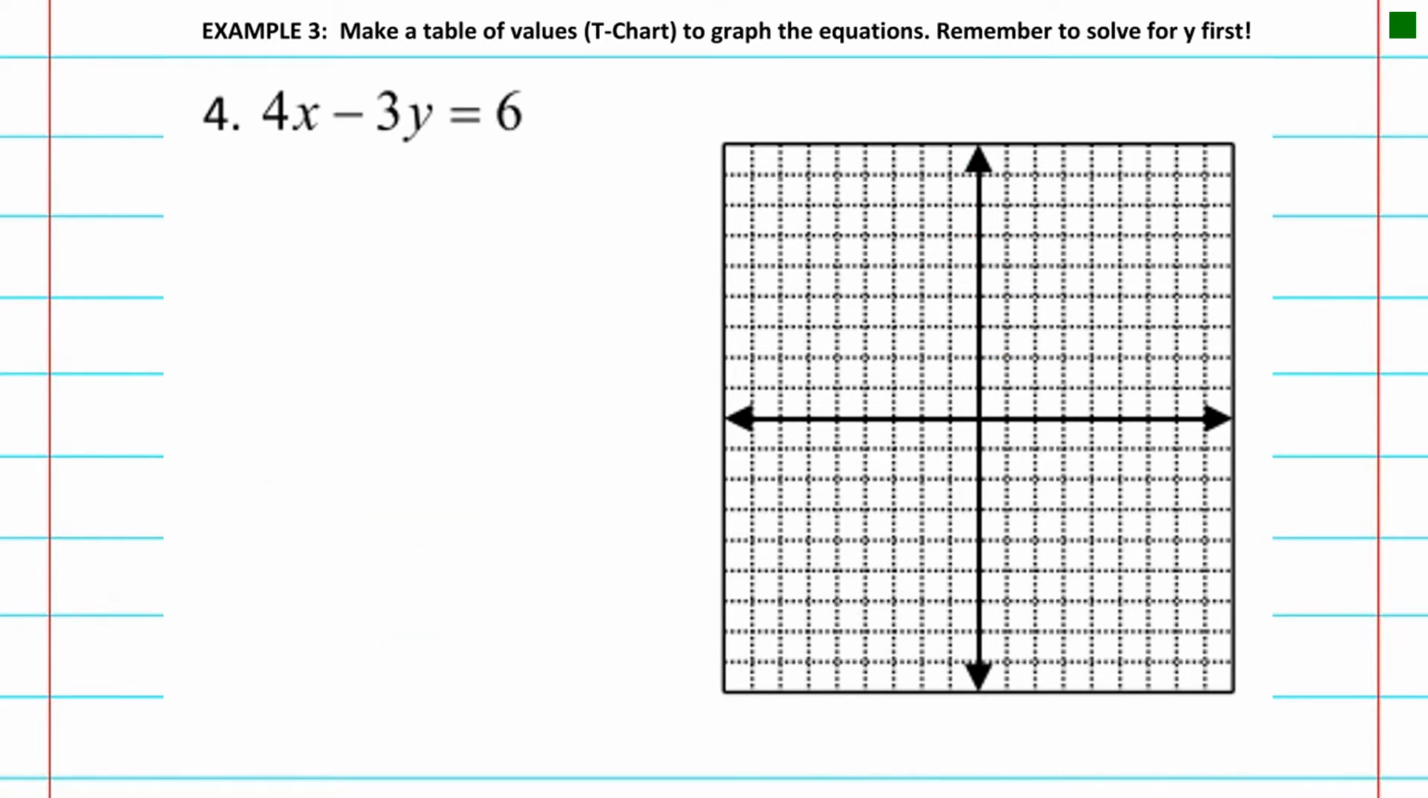All right, here we go. So I think you should be getting the hang of it by now. So number 4 is 4x minus 3y equals 6. So again, they haven't solved for y for us, so we need to do that. So I'm going to subtract 4x from both sides.